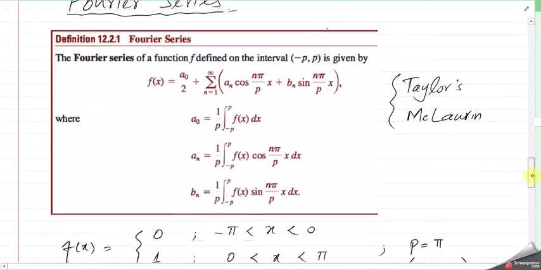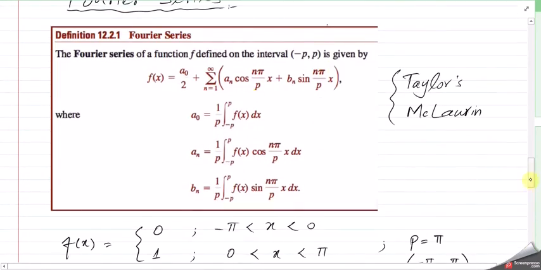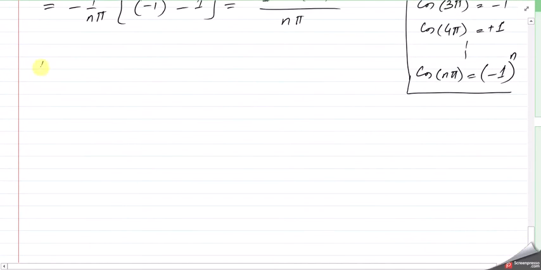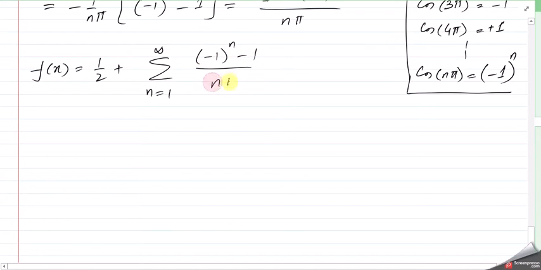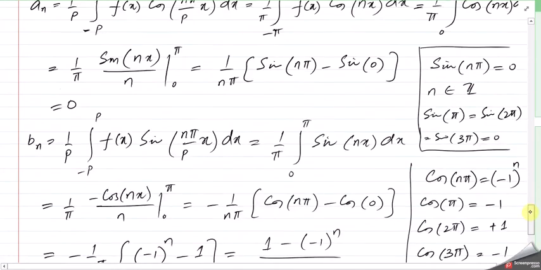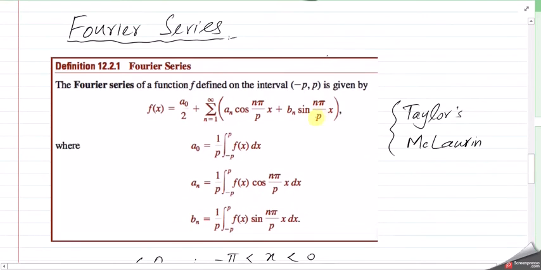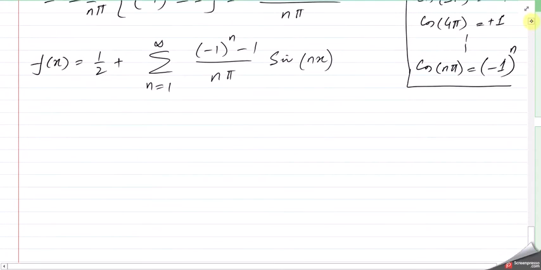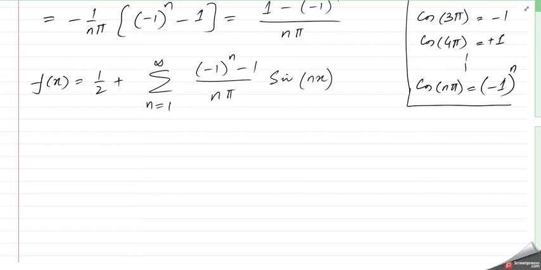Now we put the 3 values in this formula, and we can write that f of x equals a naught by 2 plus summation n from 1 to infinity of minus 1 power n minus 1 over n pi into sine of nx. How did I get sine of nx? Because p is pi, so this cancels again, and we get sine of nx, and an is 0, so we don't have this term. So that is our Fourier series for the given function.